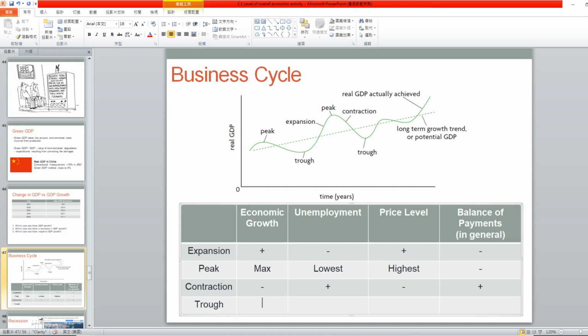Okay, so when we are at the bottom of the business cycle, of course, economic growth will be at the minimum point, and unemployment rate will be the highest. Okay, it's just the opposite. So here will be the lowest, and I would say the balance of payment in general will be good. Okay, you might see some surplus over there.